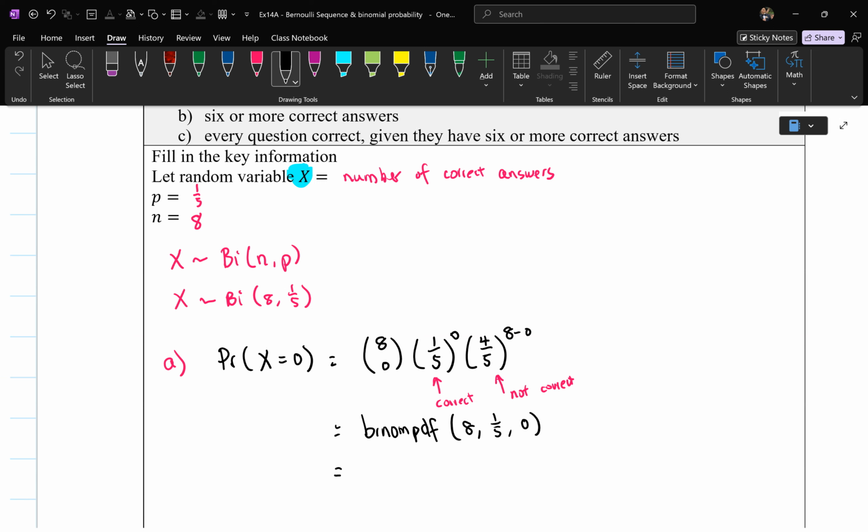8 choose 0, 1/5 to power 0. Well, maybe that bit you can't. Technically, you can do the 0 bits by hand. Out of curiosity, anyone know what 8 choose none is? Think about it logically. Imagine I had 8 of these markers. How many different ways can I choose none? 1. There's only one way not to choose anything. So 8 choose 0 would be 1, and then 1/5 to the power 0 is 1 as well.